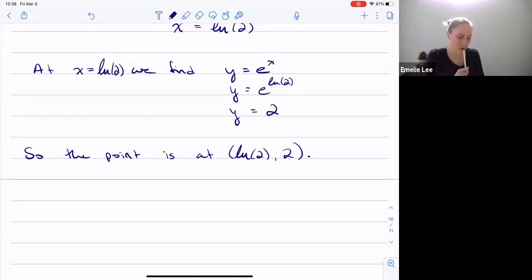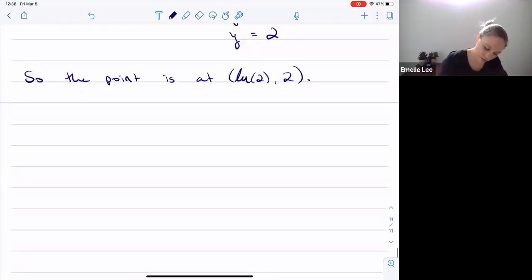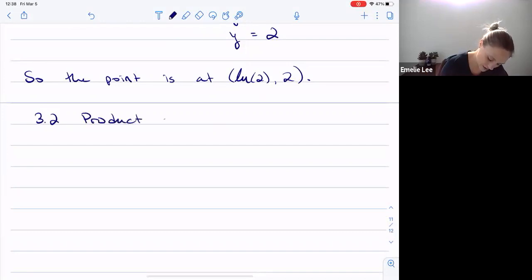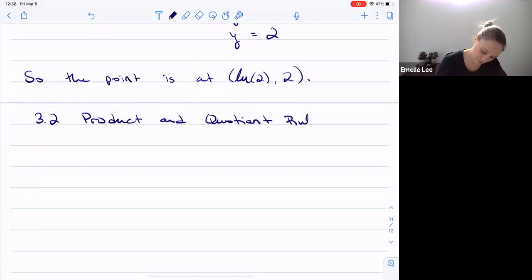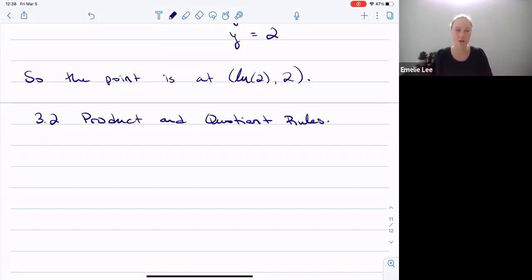So before I let you go, I just want to introduce the product and the quotient rule, just so you have a little bit of time to think about it. We're not going to do any examples or anything, but just so we introduce them. So 3.2 is the product and quotient rules. So we've seen them once, not to use or anything.